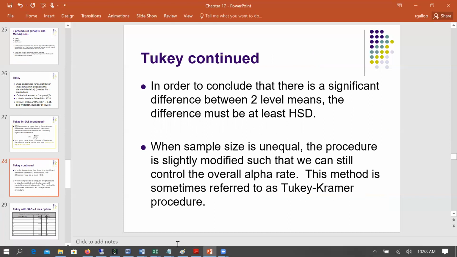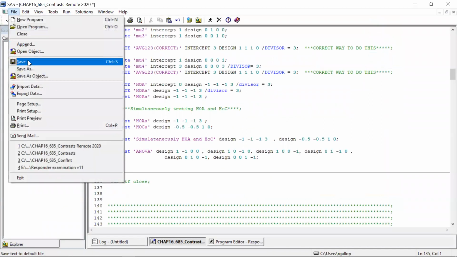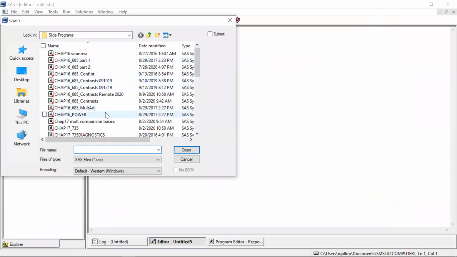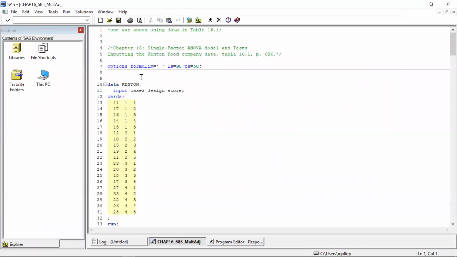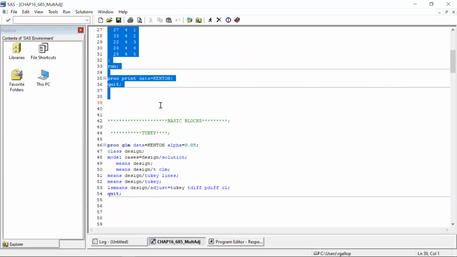So let me jump you to this portion of the code. Real quick, I'll open up this multiple comparison, multiple adjustment code, load the data, and print the data.